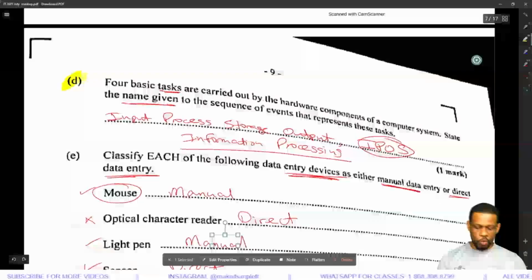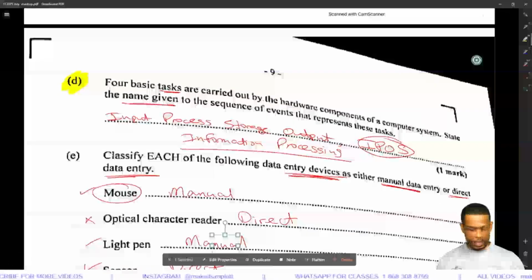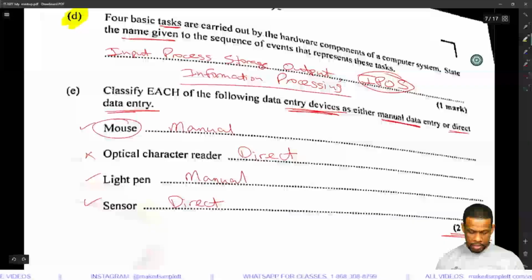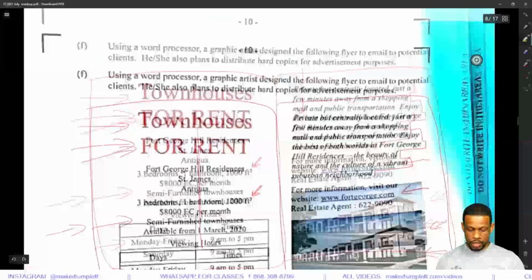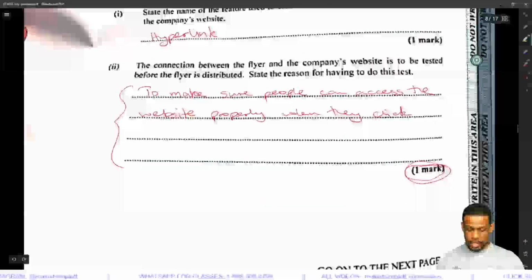This here, I know what they're going to do. I think they're looking for information processing, but we'll see. This one with part E, for these 2 marks here, I'm worried about that because I don't know what will happen if you get 3 of them correct. If you get 1 correct, you'll get 0. Townhouse for rent, no issues there.